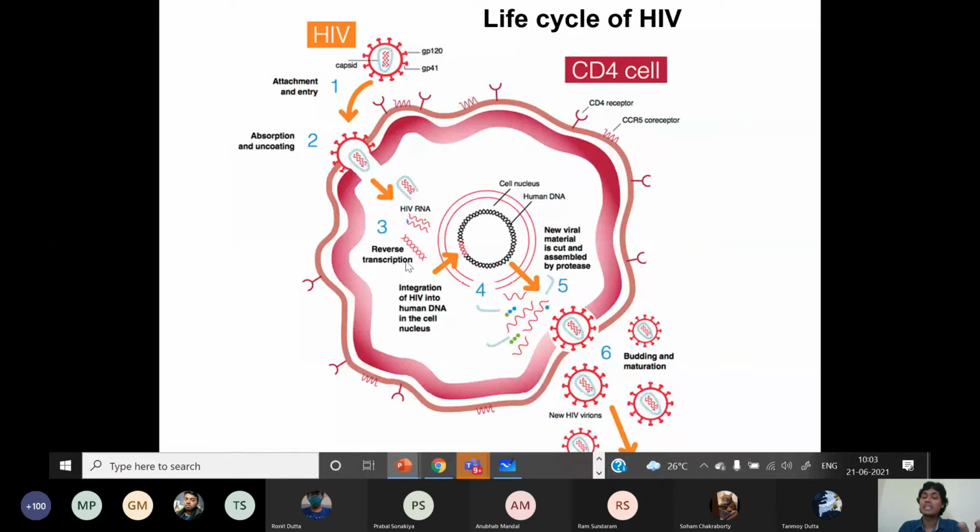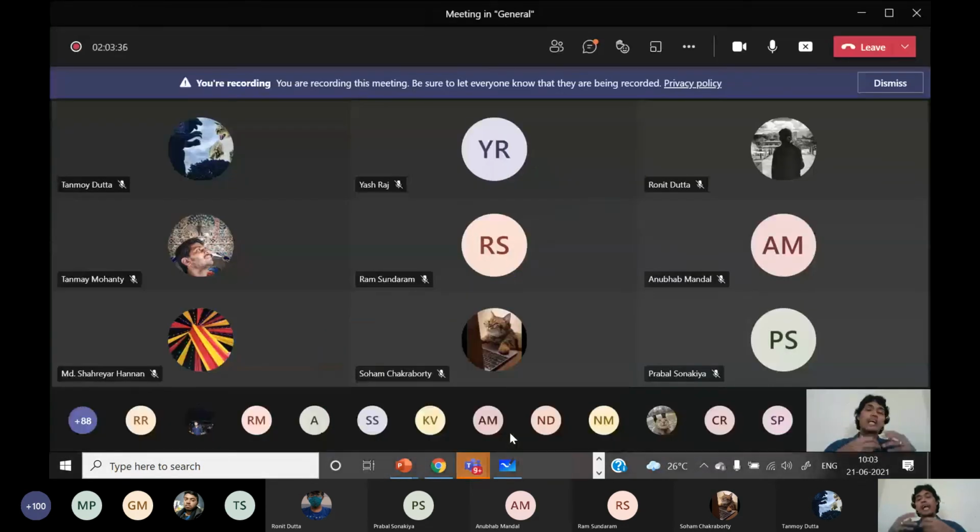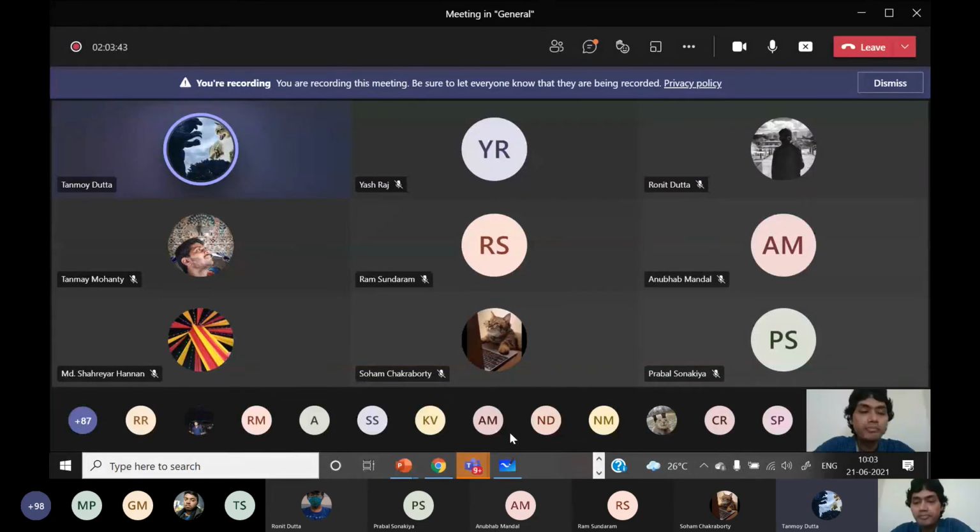Some viruses, particularly this HIV virus, can even integrate their genome into our host genome. Again, I'm not going into the details, but some viruses can integrate their genome into the host genome. That's why, if someone gets HIV, that genome is actually integrated with the host. So that's why HIV is lifelong, and the only remedy is lifelong treatment.